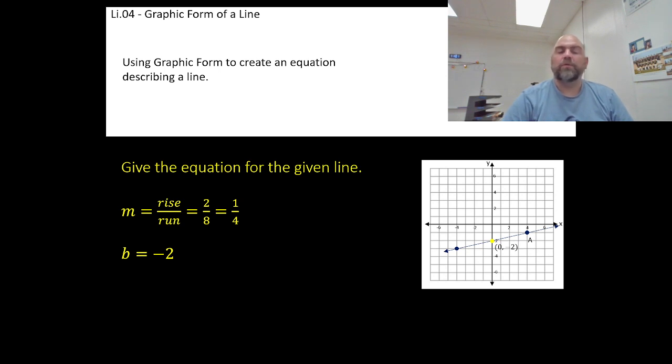All right, so now we know the m value, we know the b value. We can put the m value right in front of the x. So we're multiplying the x by 1/4. That means that the y is going up by 1/4 each time x goes up by 1, so not very much. And then the b value goes down there, and we're subtracting 2. So here's your equation for the given line.